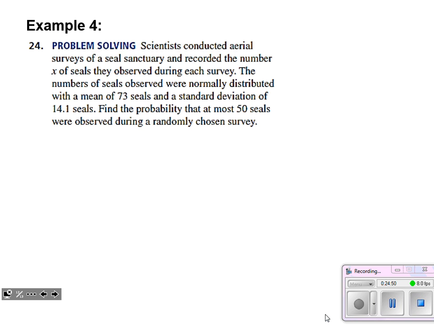Okay, well, you'll notice with this 14.1 as a standard deviation, if we were to construct a picture of this bell curve, we'd have our 73 in the middle, and then we would move out one standard deviation. We would add 14.1, get 87.1. We would subtract it away, get like 58.9. Clearly, this number 50 is not going to show up as one of our wedge dividing lines, one of our standard deviations. So we're going to come up with a z-score and use the table to answer this question.